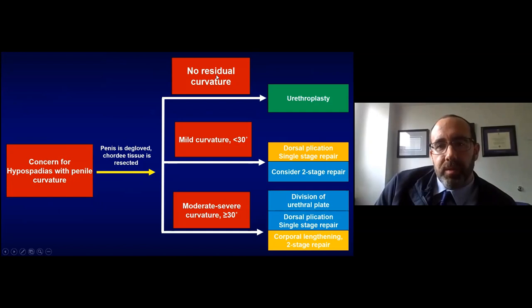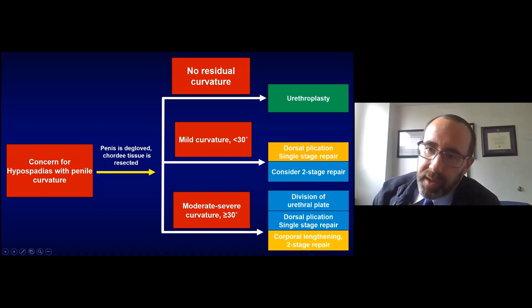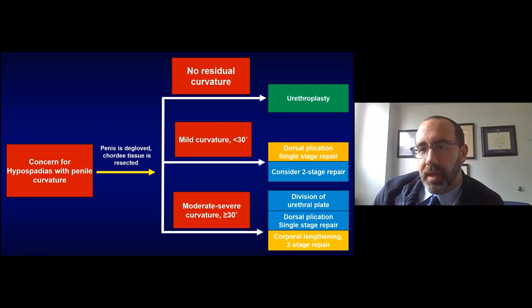So mild curvature, it's a little bit controversial in terms of how you classify mild curvature. Some people would argue 20 degrees. Some people would argue up to 45 degrees. We're in the middle. I think we like 30 degrees. Ultimately, this is going to be determined with some studies in terms of recurrence of curvature. But for right now, around 30 degrees is our dividing line. If we can get that, then we can proceed with a dorsal plication and a single stage repair.